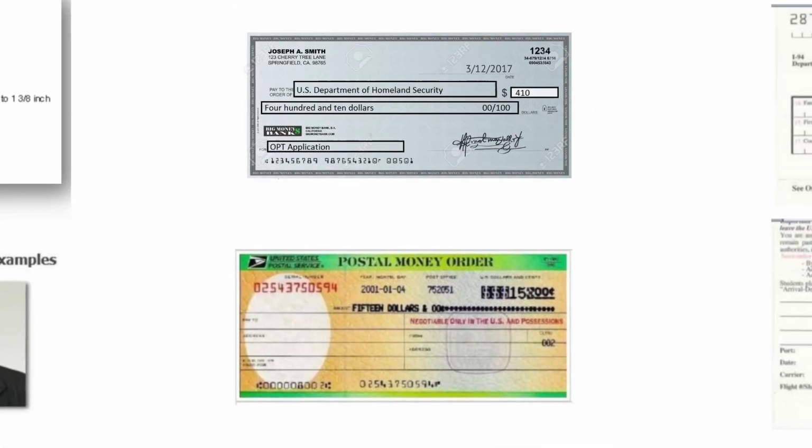Next, a personal check or money order in the amount of $410 to the U.S. Department of Homeland Security. Not US DHS, not United States DHS, U.S. Department of Homeland Security, 410. Either is fine to use, your preference. The benefit of using a check is that you'll be able to see when they withdraw the money from your account, so that will be one way to tell once your application's received.